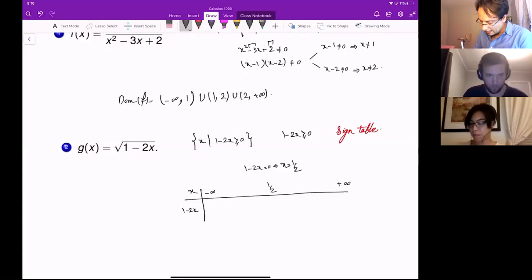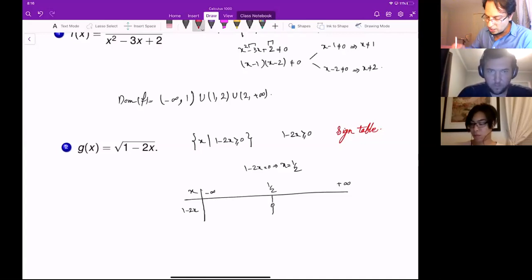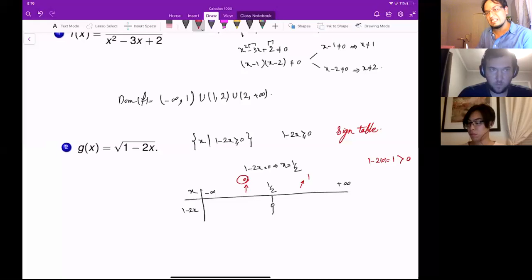When I plug in x equal to half, the function 1 minus 2x is 0. And then I pick some sample points. For example, here I can put 1, I can put 0. So evaluate the function. 1 minus 2 times 0 is 1. Here is positive. So if the sample value is positive, all the values of the function on that part will be positive.